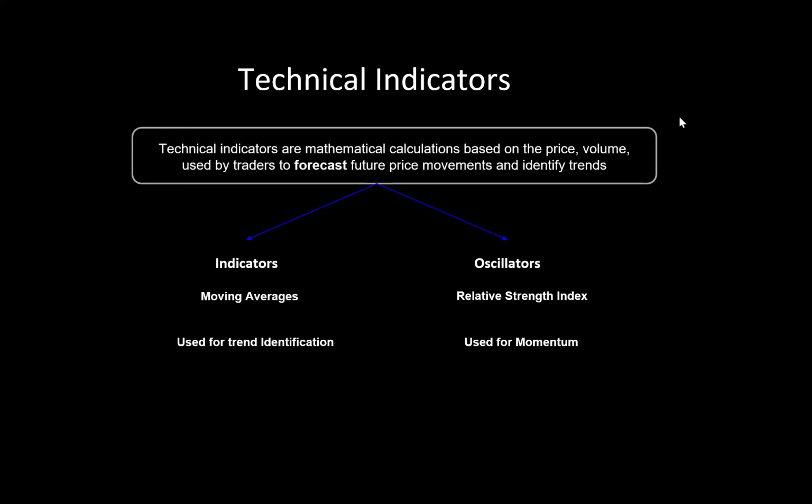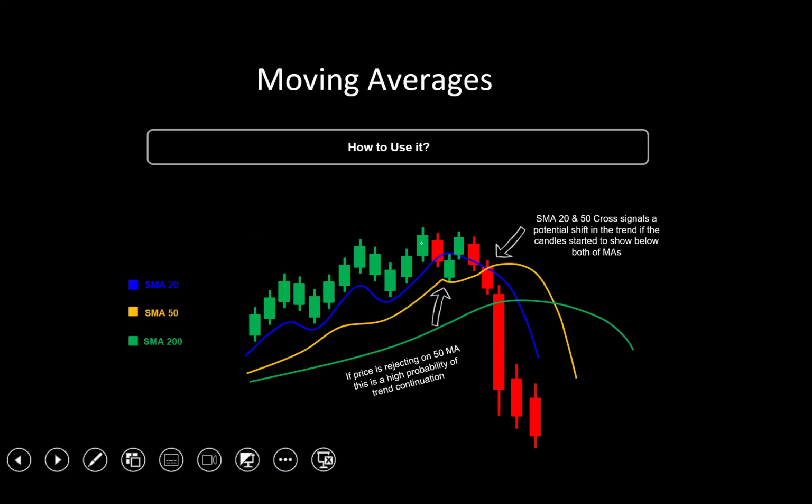Now, for the technical indicators, guys, we have two types of technical indicators that we commonly use in trading: the moving averages and the RSI. So what is the moving average?